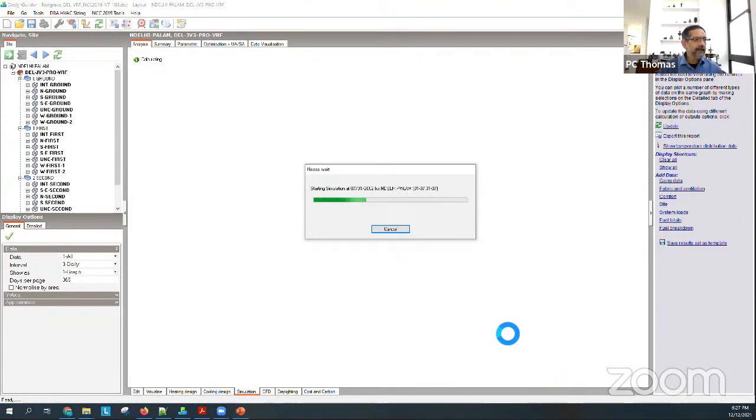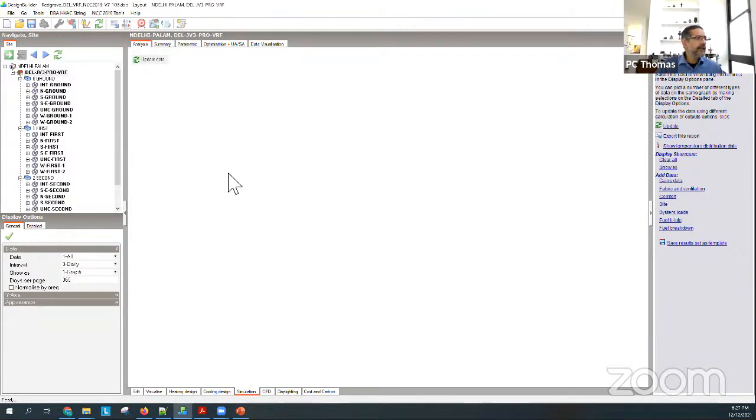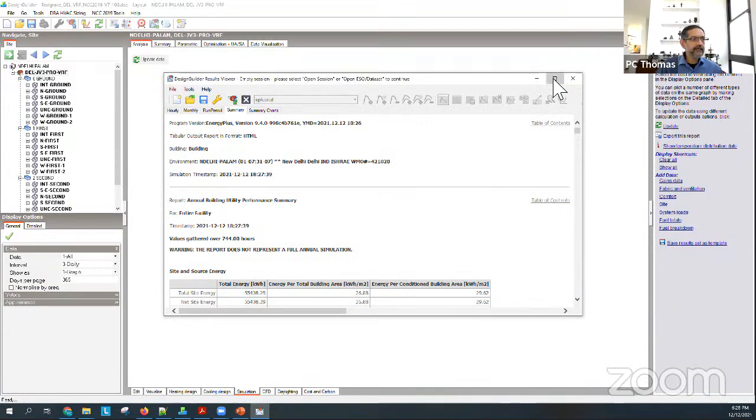Okay. And as soon as it finishes the simulation, I'm not going to wait for it to load the results. We're going to go directly to the results and look at that. So I'm going to cancel that. In this case, I'm just going to click on View EnergyPlus Results. If you've got the result viewer software installed, it will open it up. It's come up on my second screen, so I'm just bringing it across.